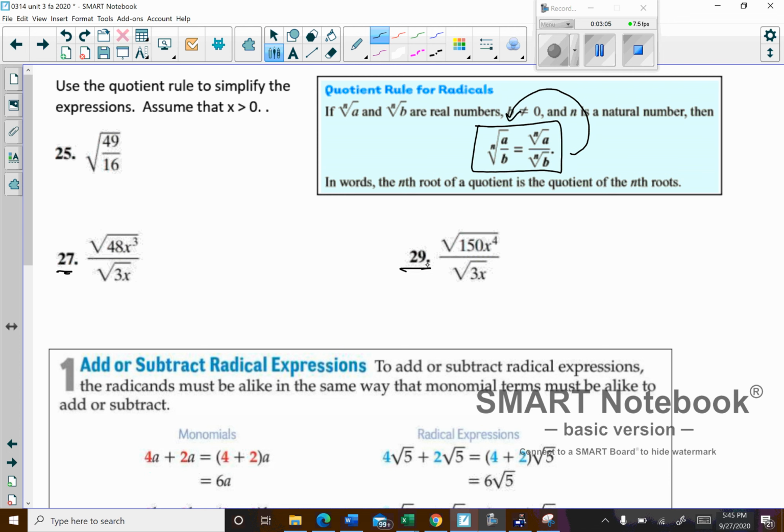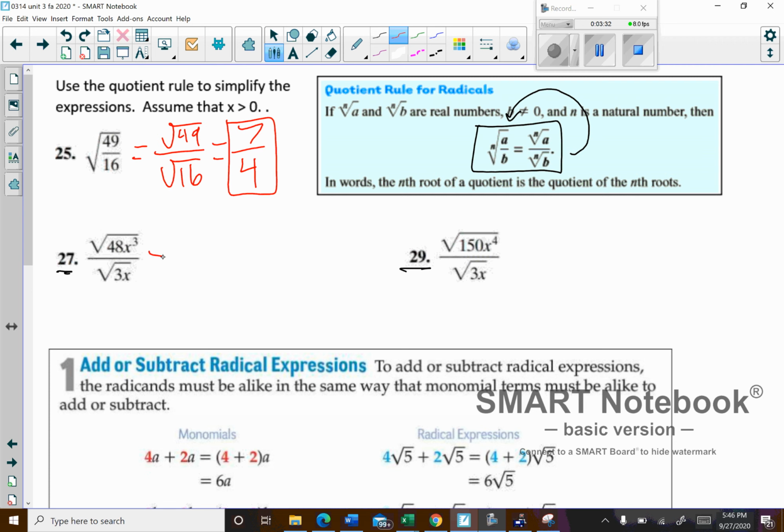Okay, so pretty similar to what we were doing on the previous problem, except now we're looking at division instead. So what I can do here is I can break this up into the square root of 49 over the square root of 16. So that will simplify into 7 over 4. Okay. And then on 27, if you really wanted to, you could try to simplify the top and then see what happens there.